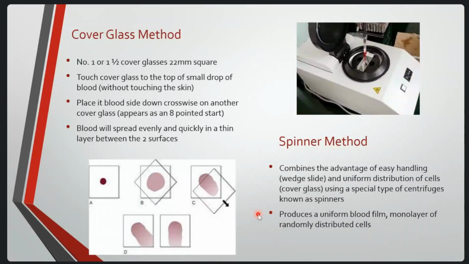Here, we use equipment. It combines the advantages of easy handling of the wedge method and the cover glass method because there is a uniform distribution of cells. For the spinner, you will have a uniform blood film with a monolayer of randomly distributed cells.